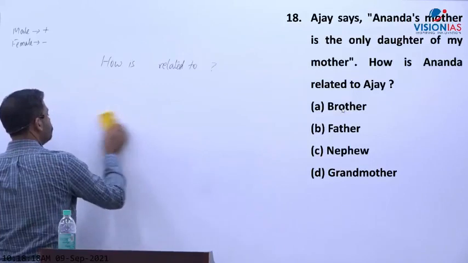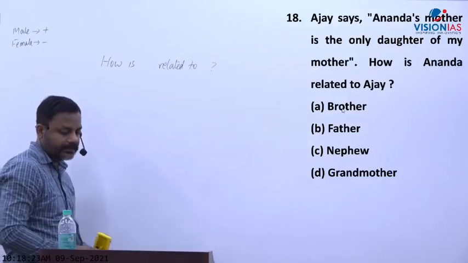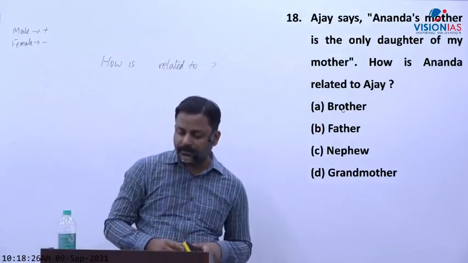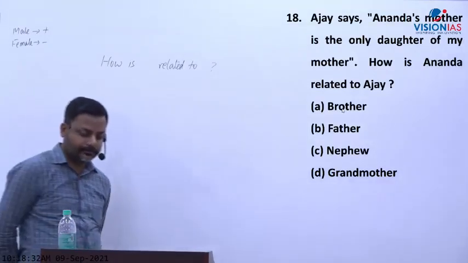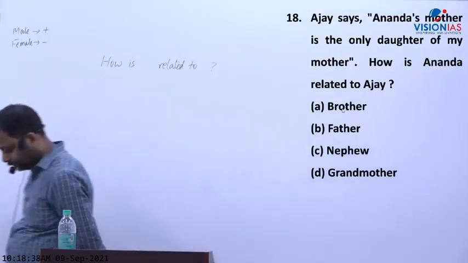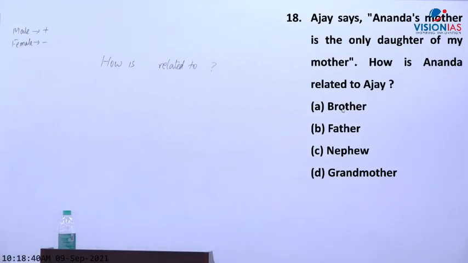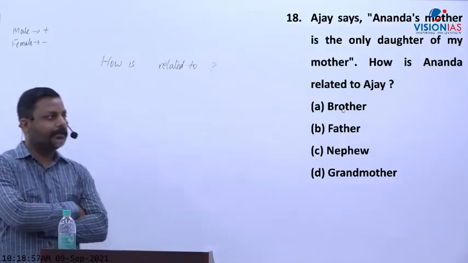Next. Ajay says, Anand's mother is the only daughter of my mother. How is Anand related to Ajay? Okay, Suraj is saying C.